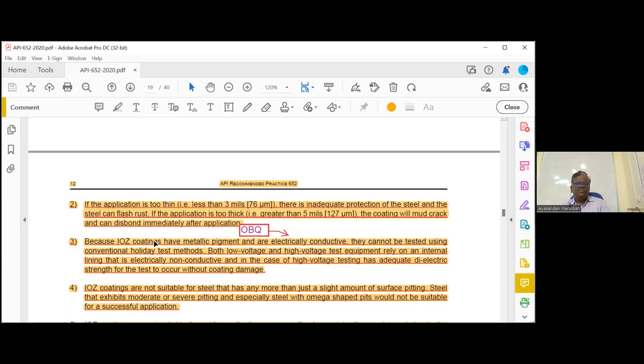Then the third point is important. Because IOZ coatings contain metallic pigments and are electrically conductive, they cannot be tested using the holiday test. Because this paint coating is a conductive material, the holiday test is not possible. Both the low voltage and high voltage test equipment rely on the internal lining being electrically non-conductive.